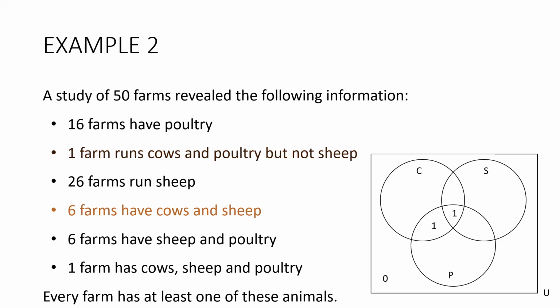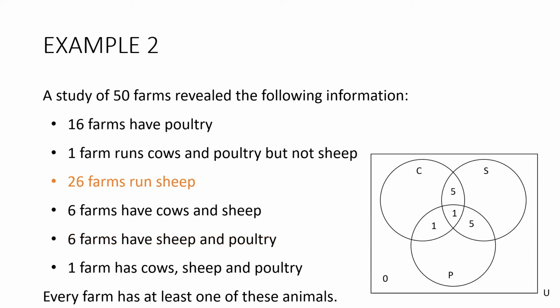And then we have 6 farms have cows and sheep. So 6 farms have cows and sheep. We've already accounted for 1. This must be 5. 6 farms have sheep and poultry. Sheep and poultry. We already have 1. This must be a 5.